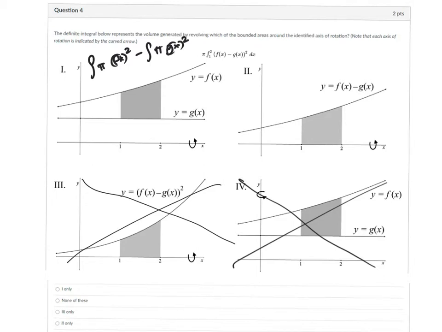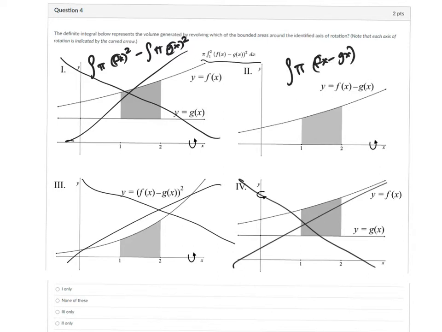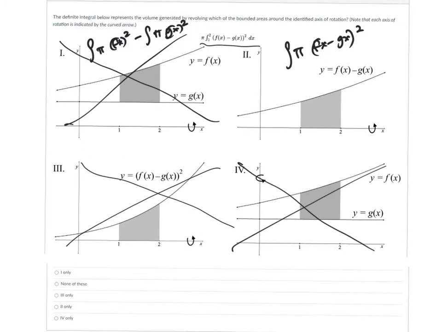So notice how those f of x and g of x's are squared individually, right? And in our case, that's not the case. We don't have them squared individually. So this one is also a no-go, which means our last option is going to be 2. We can go ahead and check it. F of x minus g of x, we would take that, plug it in, and get the integral of pi and then f of x minus g of x, and then all of that squared. So we are right. That's going to be an answer. So our answer is 2 only.